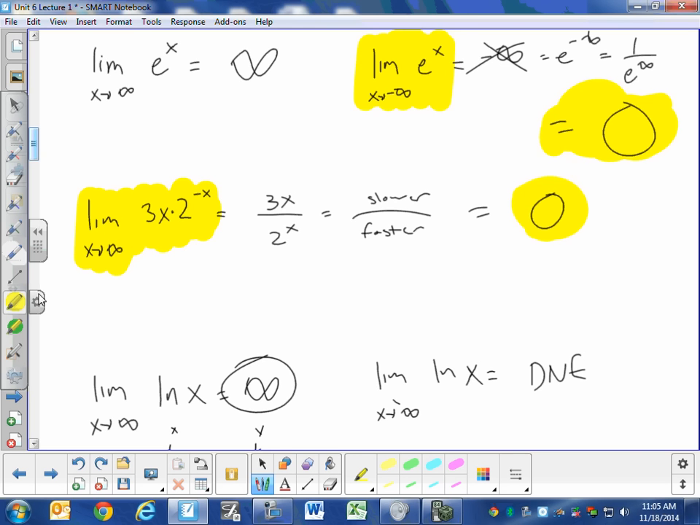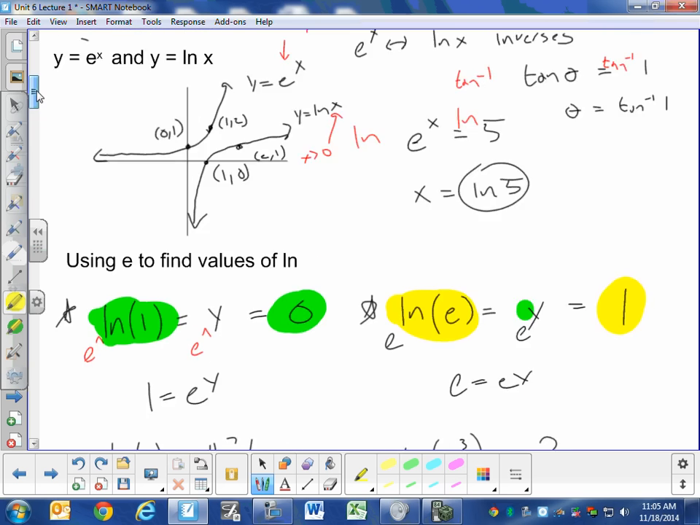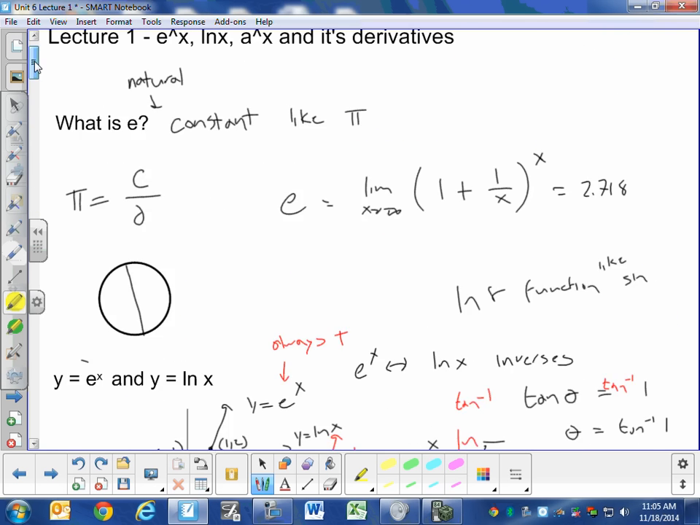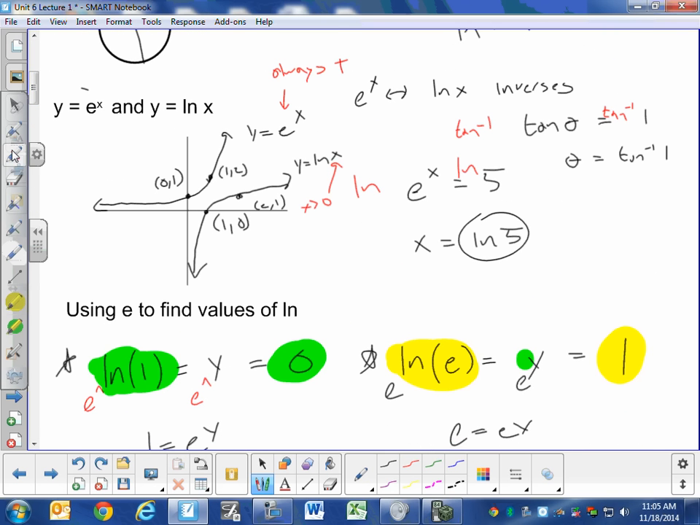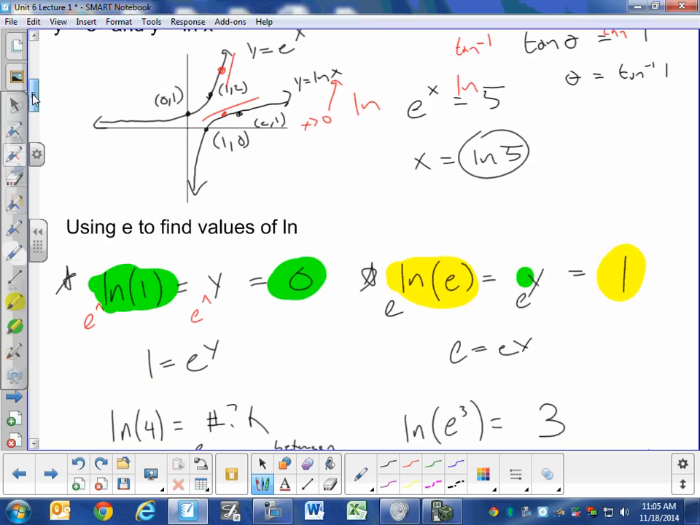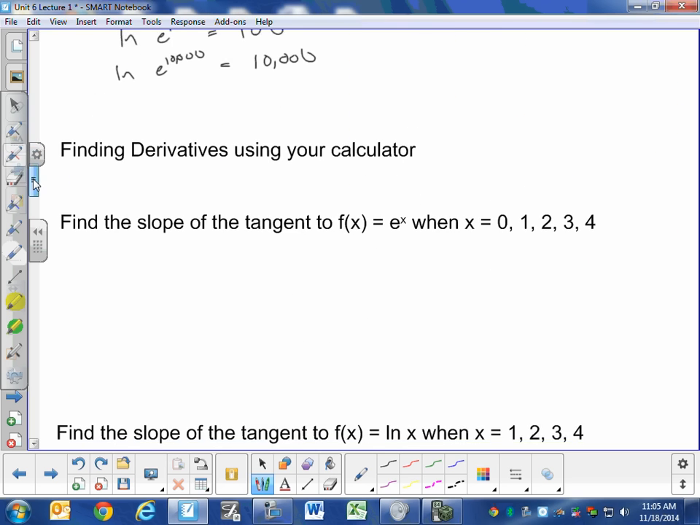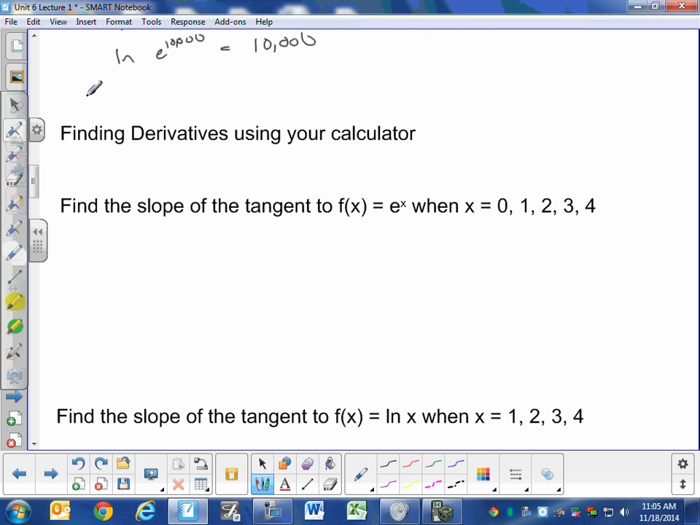All right, cool. Well, that's just kind of like an intro, I think. Yep. Now, what we want to do is figure out the slopes of the tangents of log x and e to the x. Right? We're in calculus. We deal with slopes of tangents. So let's find the derivatives of e to the x and log x.